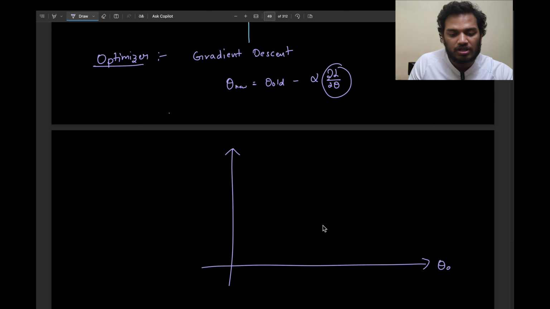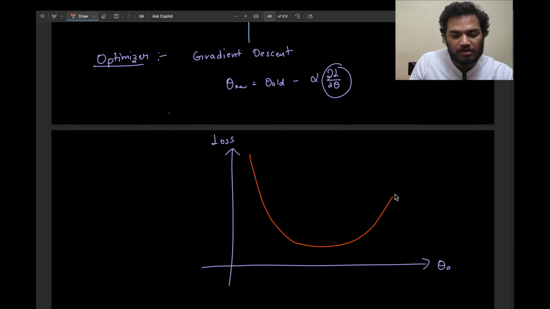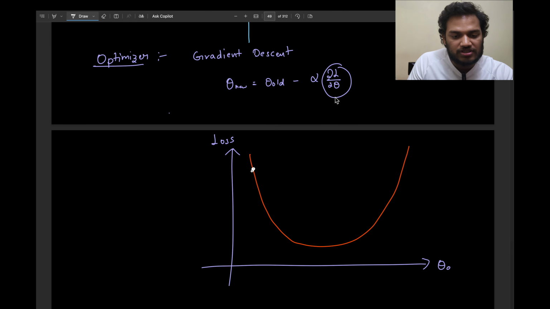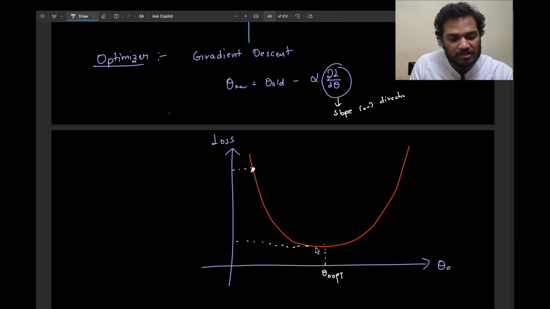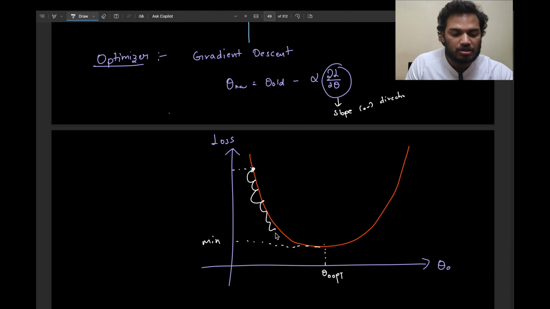Let's say this is theta naught and this is the loss function. How will my loss function curve look? It will look something like this. And for this, let's say initially my loss is over here. Mathematically it will be giving a slope, but for our understanding purpose, we can think of it as giving us the direction in which it should move. Basically our loss is very high, so it should be moving over here. Here my theta optimal will be present and the loss is minimum in this case. This is the minimum loss that we are getting, so this should slowly converge to this.